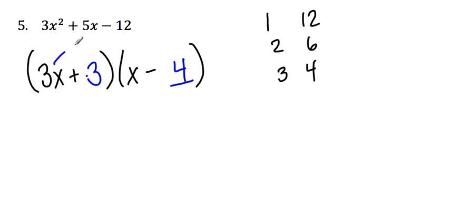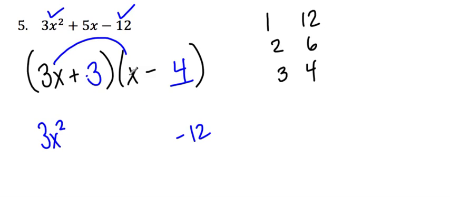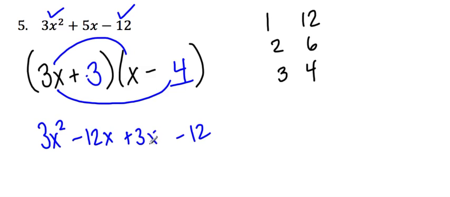So what if I try 4 here and a 3 here? So I would have 3x squared would be my first. 3 times negative 4 would be negative 12. So it works for both the first and the last. Now let's try the outer and the inner. So I would have negative 12x plus 3x. Put those together, that's negative 9x. That's not what I need. So I didn't guess right. So I have to guess something else.